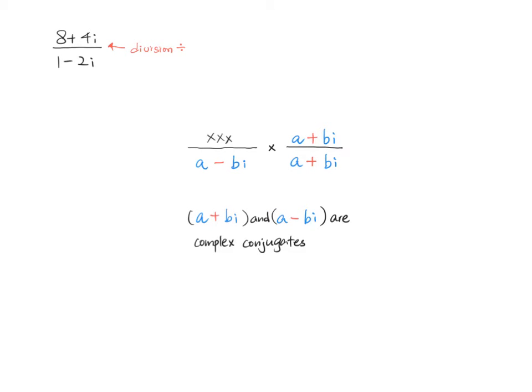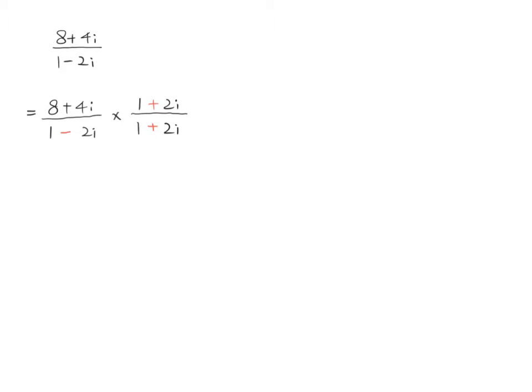So if something is divided by a minus bi, on the other hand, we always multiply it by the conjugate of that, which is a plus bi over a plus bi. That's what we do. So in this case, we multiply it by 1 plus 2i over 1 plus 2i.